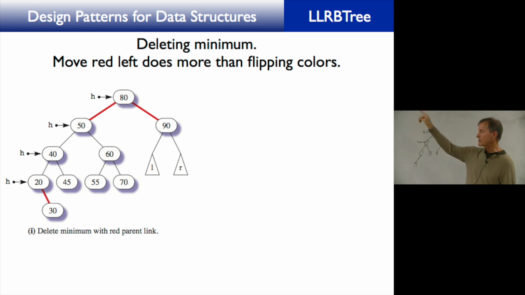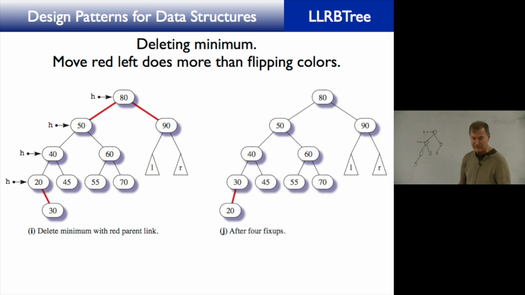Let's just do all 4 fix-ups. What's the first fix-up at H? The H is pointing to the 20. That'll be rotate left. And then what? I think there's nothing to fix up at the H at 40. And then nothing to fix up at the 50. And then flip at 80. So boom, after 4 fix-ups.